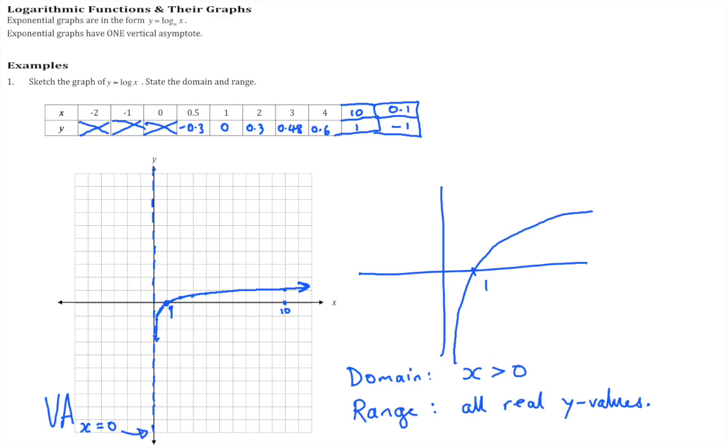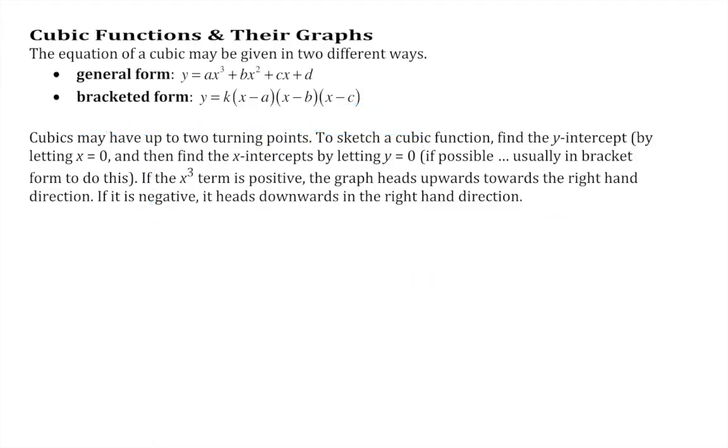And we continue. Now we're going to look at cubic graphs. Cubic graphs can be written in a general form or a bracketed form. If they're in bracketed form, they're actually easiest to graph because you can let y equal 0 and you can read off the x-intercepts straight away. And that's what we're trying to get if we can. Now, what we also need to notice is the number in front of x cubed: if it's positive, my cubic is going to be heading upwards on the right-hand side. If it's negative, it's heading downwards on the right-hand side.